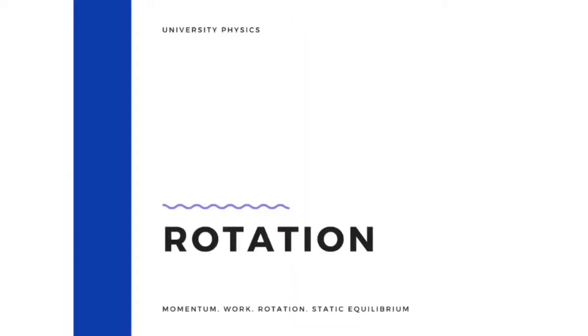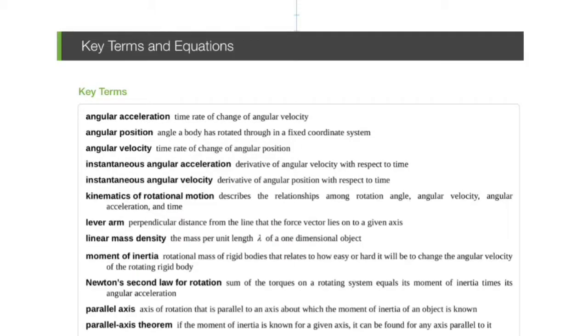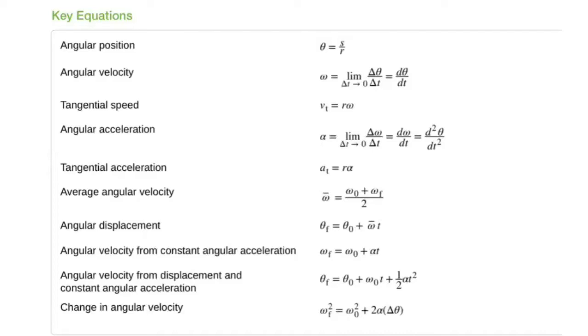Which brings us to rotation. In this chapter there are some key terms like angular acceleration, which is the rate of change of angular velocity, and you have the parallel axis theorem. Parallel axis theorem, where if you know the rotational inertia about the center of gravity, then you can find the rotational inertia about any axis parallel to the axis passing through the center of gravity. Those are the key terms, and these are the formulas here.